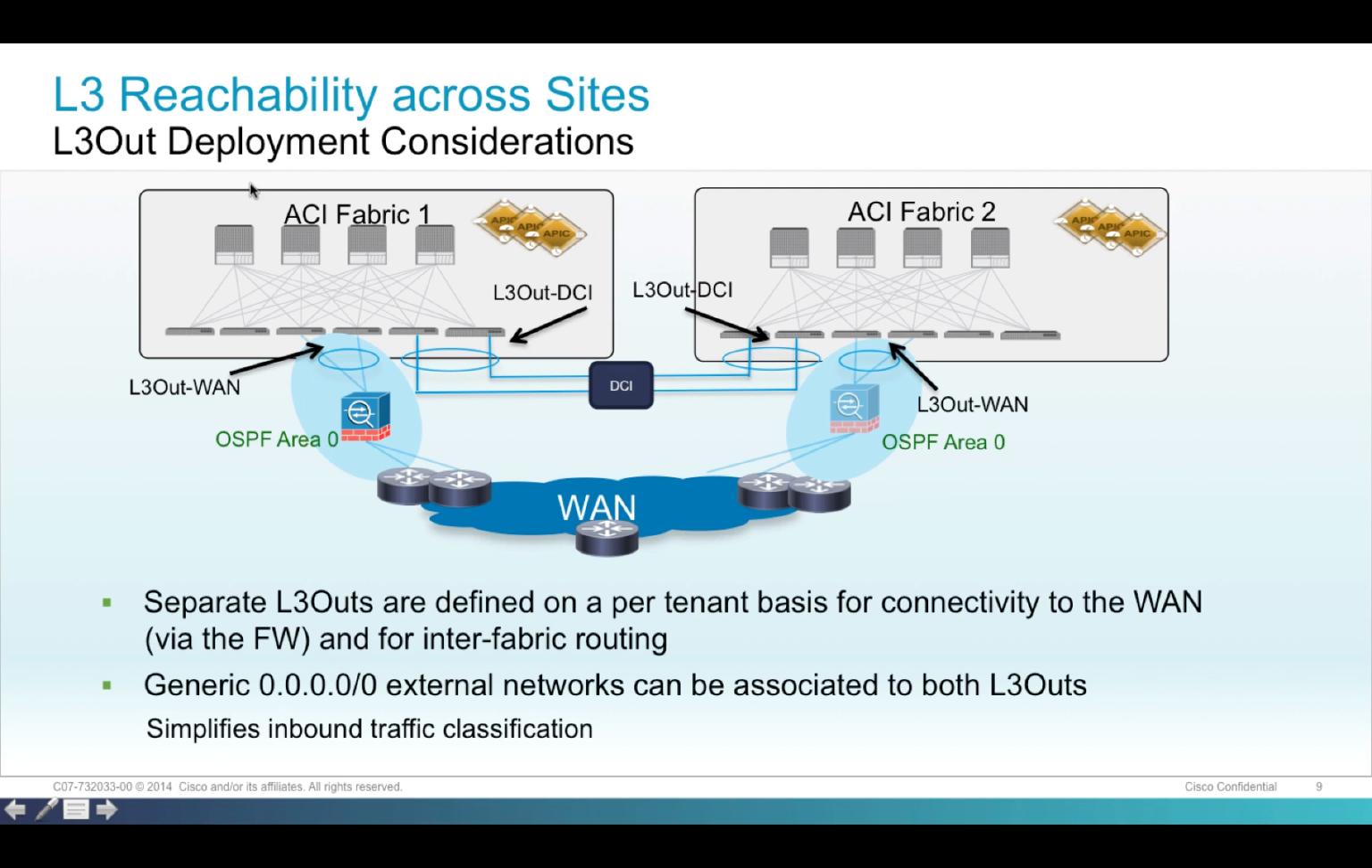So we have fabric in data center 1 with its dedicated layer 3 out for DCI connectivity, and we have fabric in data center 2 with its dedicated layer 3 out for connectivity to the other data center. One thing that happens as part of this layer 3 out configuration is that we classify traffic as it comes in. So what you can do is a generic 0/0 classification and classify everything that comes in to be allowed through the layer 3 out into the fabric.